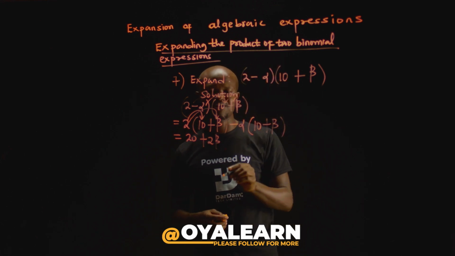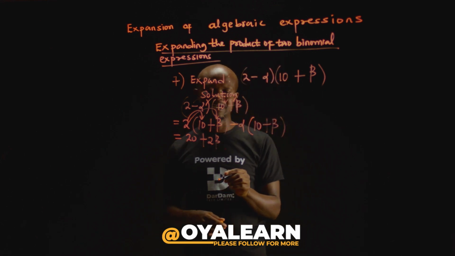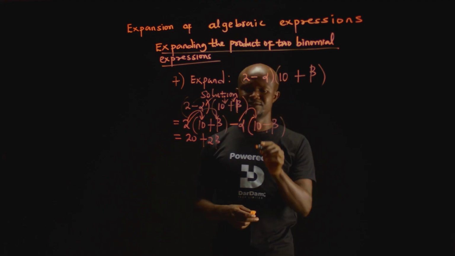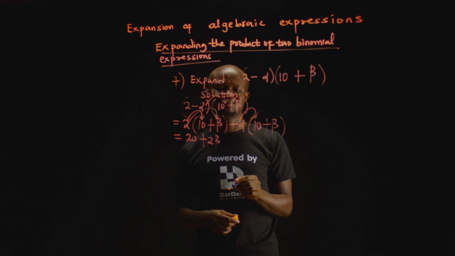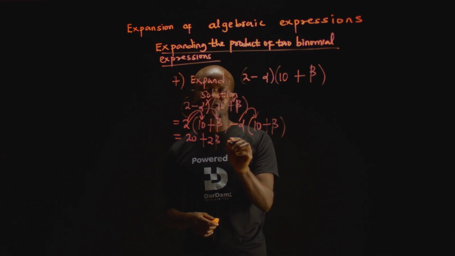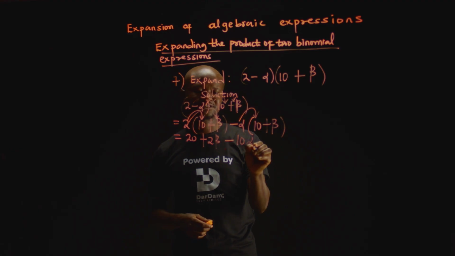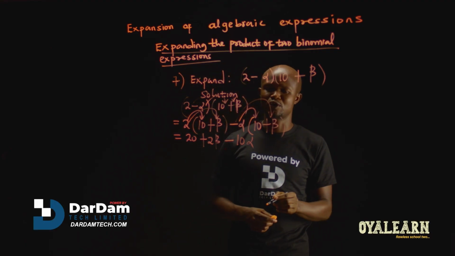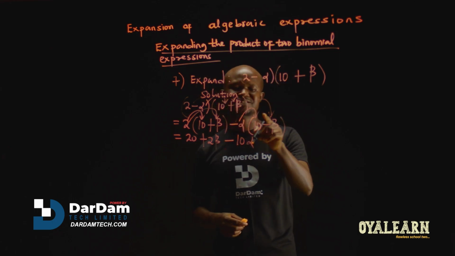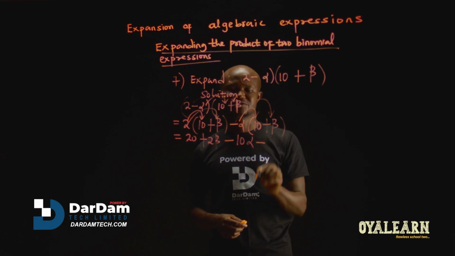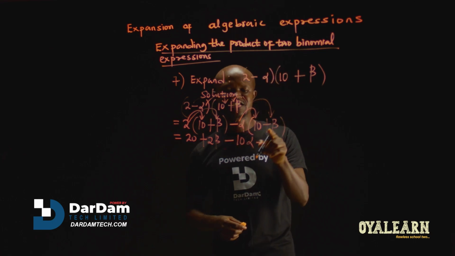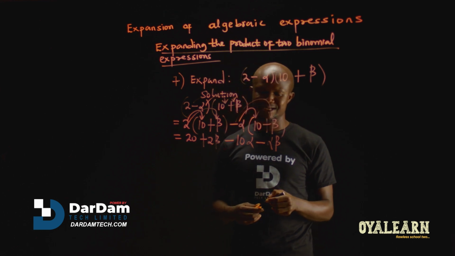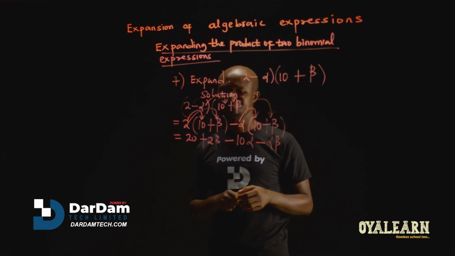We have minus alpha as the multiplier. So this minus alpha will be used to multiply the first term here, which is 10. Minus alpha times 10 will give us minus 10 alpha. Now we use that same minus alpha to multiply plus beta. Minus times plus will give us minus. Hence, alpha times beta, we have what? Alpha beta. So it means that the fourth term is minus alpha beta.